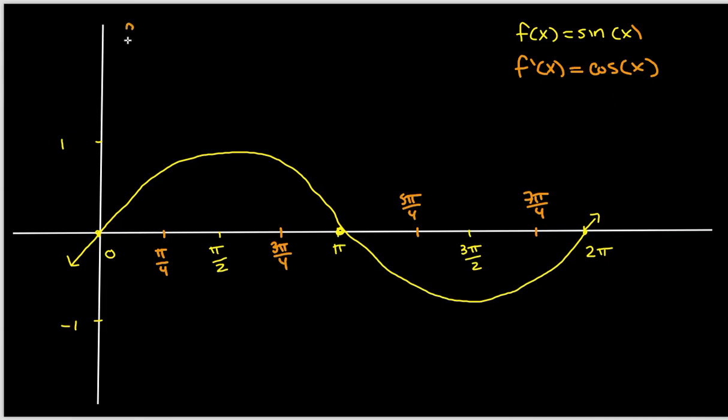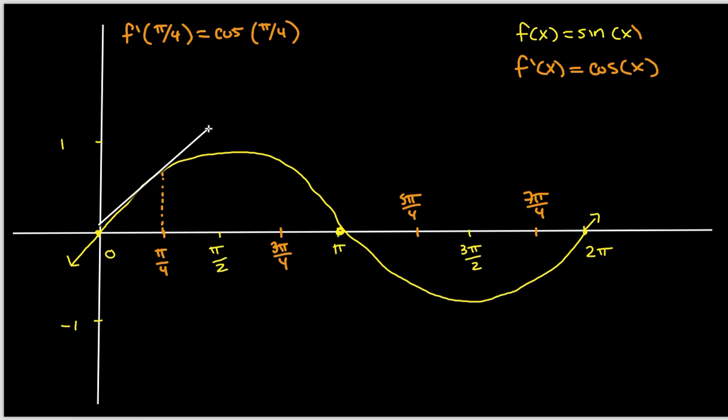So f prime of pi over 4 is equal to the cosine of pi over 4. So here we are at pi over 4. And what's the tangent line at pi over 4? Let me draw this tangent line for you at pi over 4. It kind of looks like this. And what can we say about it? We can say it's positive, certainly. That's a positive slope on that tangent line. So the slope is positive on that tangent line to f of x at pi over 4.